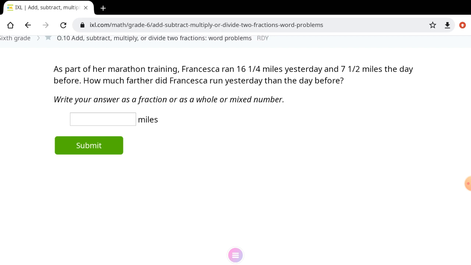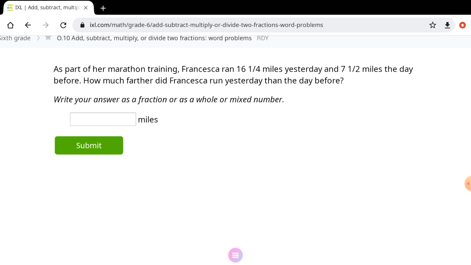How much farther did Francesca run yesterday than the day before? This is kind of an easier one. But let me read it a different way. As part of her marathon training, Francesca ran 16 miles yesterday and 7 miles the day before. How much further did Francesca run yesterday than the day before?